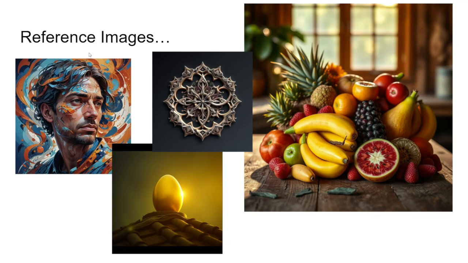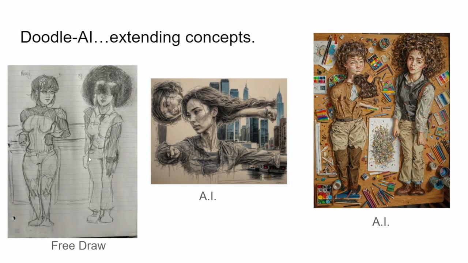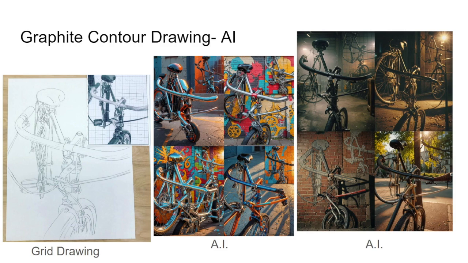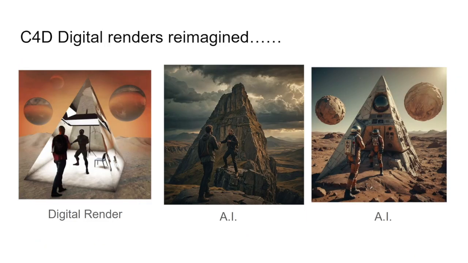Here are some reference images that have been created in Nightcafe: architectural concepts, a student sketch from a free draw with concepts extended in AI, a digital drawing rotoscope from digital photography class reimagined through AI, a graphite contour drawing reimagined through AI, a painting uploaded and reimagined through AI, and a digital render from Cinema 4D uploaded and reimagined.